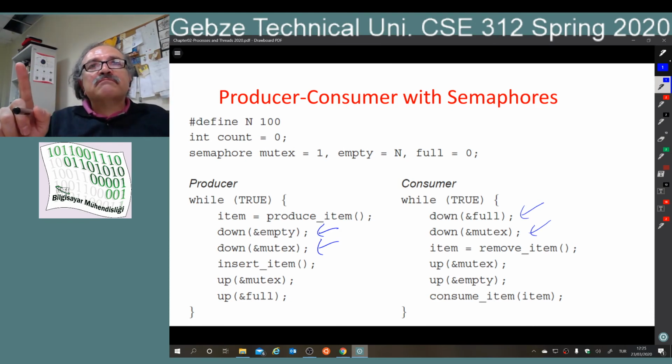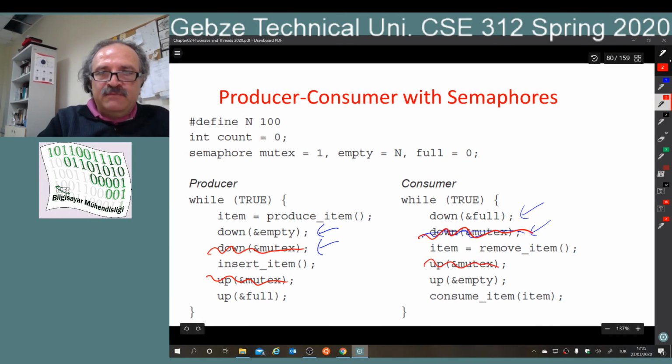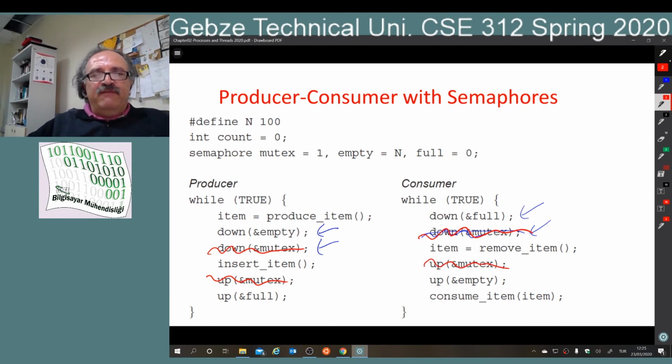Question. If I remove this one, let me make it, okay, remove this one, this one, and this one. Would it work? Would I have a race condition in this example? I don't understand what the up and down functions do.